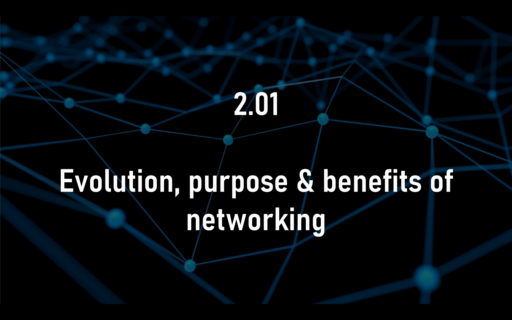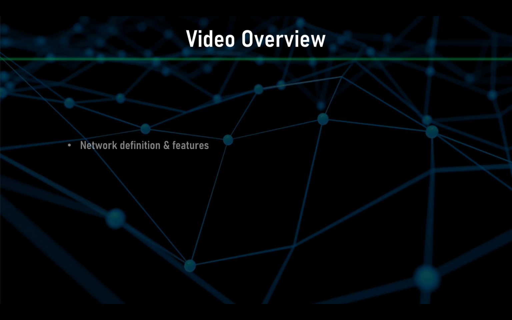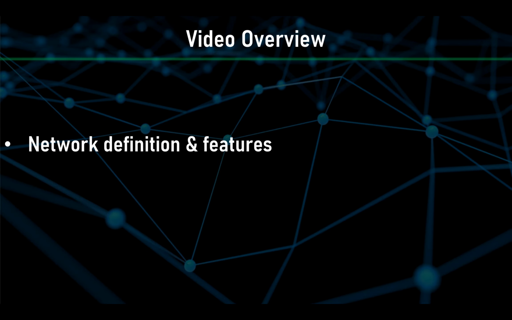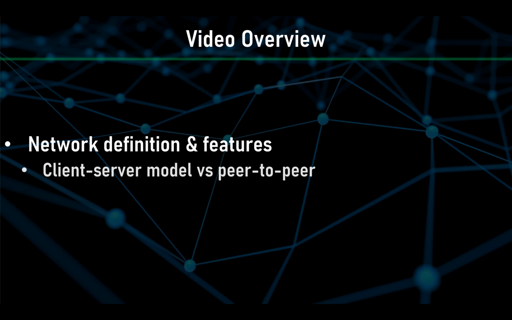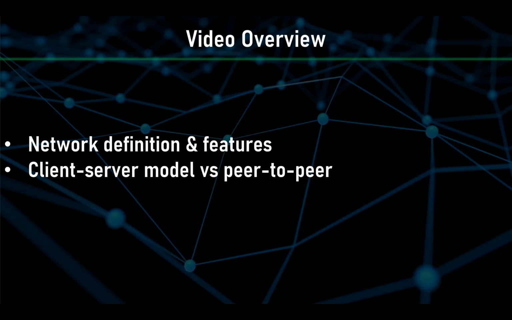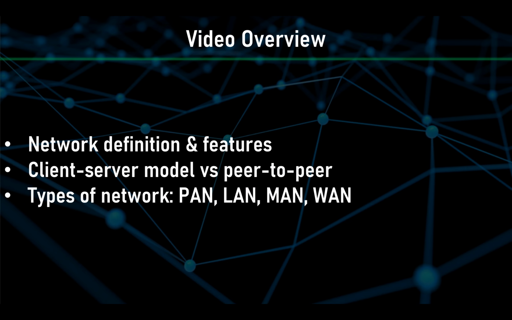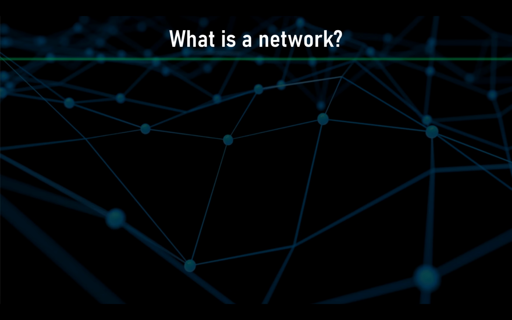The first part, they call it the evolution, purpose, and benefits of networking. And just an overview of this video, we're going to look at the definition and features of a network. Then we'll look briefly at the client-server model versus the peer-to-peer model. Then we'll look at four different types of networks: PAN, personal area network, LAN, local area network, MAN, metropolitan area network, and WAN, which is wide area network. Then we'll look at thin and thick clients. So I guess just those four things.